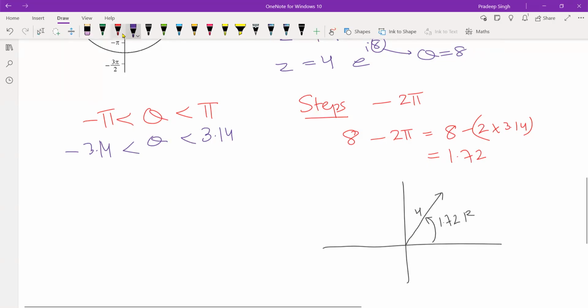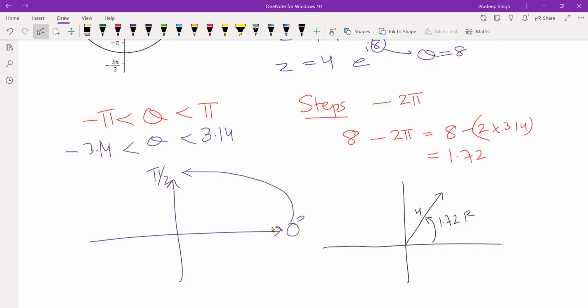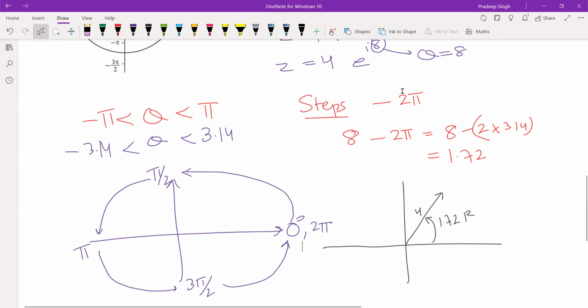To check it, let's draw another Argand diagram. The angle starts from here. It is 0 degrees. So we go from 0 degrees all the way till pi by 2. Let's make the complete diagram. Pi by 2, pi, and one more rotation, 3 pi by 2. And then if you do one more rotation, we come back to 2 pi. So 0 and 2 pi are basically the same. And that is the reason we were subtracting 2 pi. So 2 pi is basically one rotation. So either we can subtract or even add 2 pi such that the theta value should fall under this range. Now, the argument which we have found is 1.72.